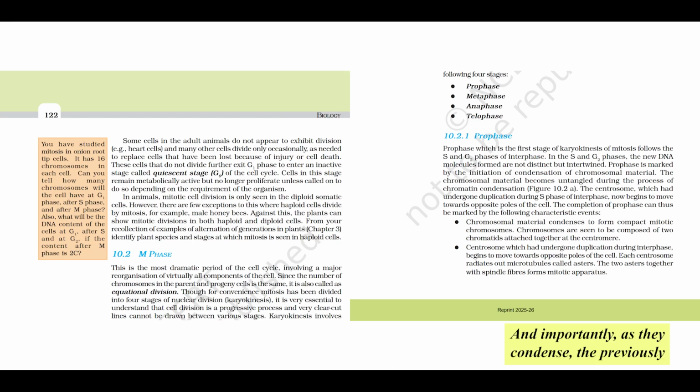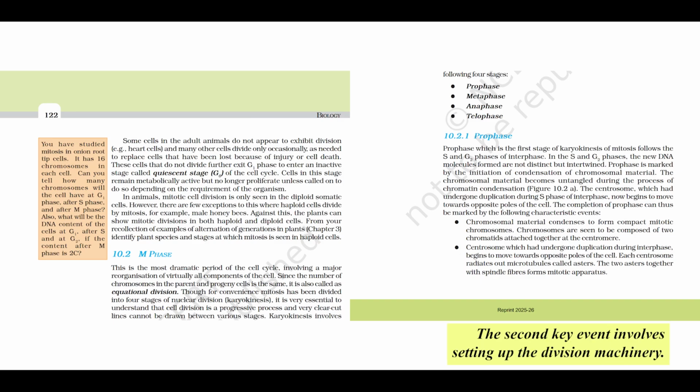And importantly, as they condense, the previously intertwined DNA molecules become untangled. This is essential for separating them later. By the end of this process, each chromosome is clearly seen to be composed of 2 sister chromatids attached together at the centromere. That classic X shape becomes visible. So condense and untangle. What else happens in prophase?